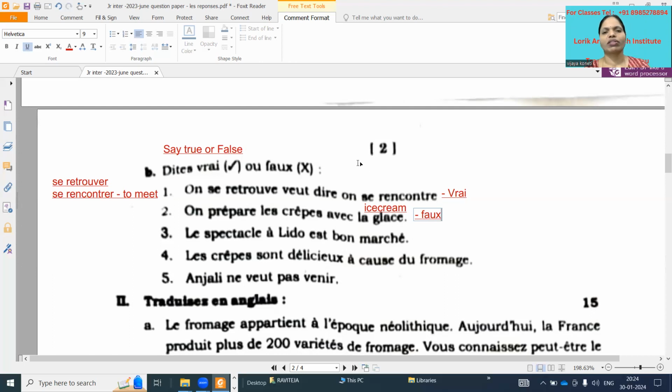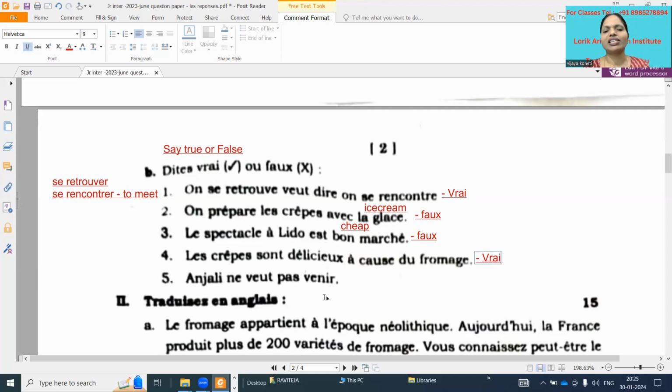Okay, next one. Le spectacle à Lido. Lido is a shopping mall name, like a PVR complex. The program at Lido is cher, expensive. That's why they changed their plan. They want to go to the pancake shop. So the statement is faux. And the next one. Les crêpes sont délicieuses à cause du fromage. Yes, vrai. Normal plain pancakes, and when we add cheese, they will be a little more delicious. Vrai.